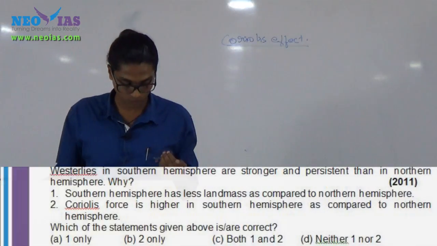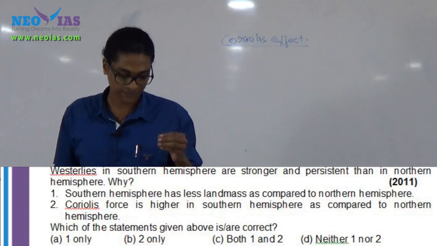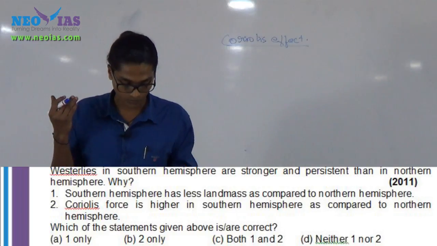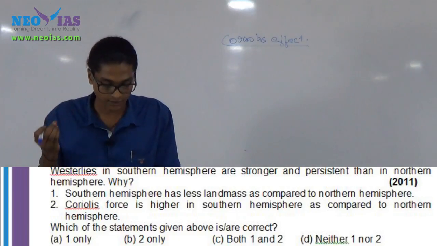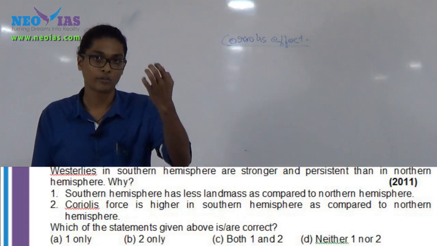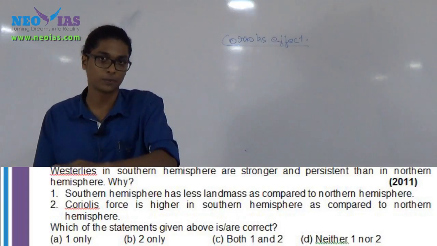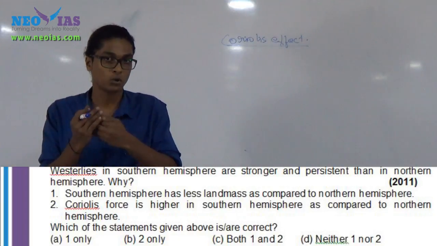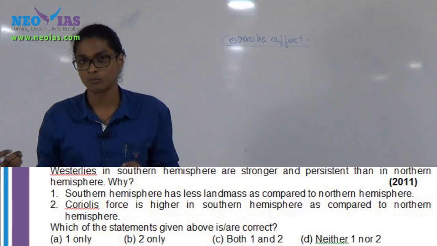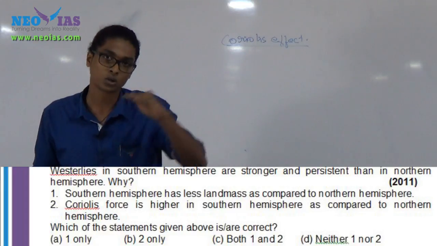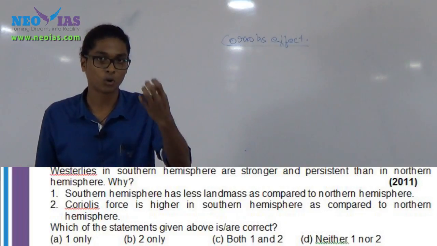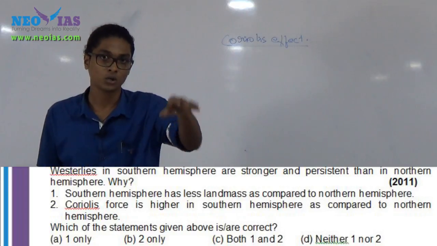And this is a more recent year question. The question is related to westerlies, but you can see Coriolis force in the options. Now just go through the question. Westerlies in the southern hemisphere are stronger and more persistent than in the northern hemisphere. We know that the roaring 40s, furious 50s and striking 60s are in the southern hemisphere. Their constancy is because irregularities are fewer there, as more landmass is situated towards the northern hemisphere. Landmass is less in the southern hemisphere, and because of this, the westerlies will be more constant in the southern hemisphere compared to the northern hemisphere.